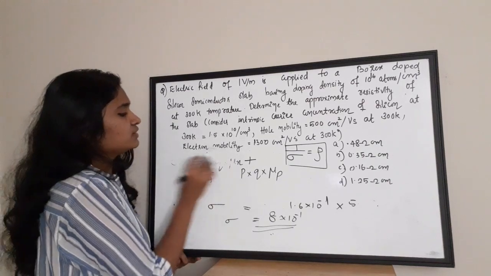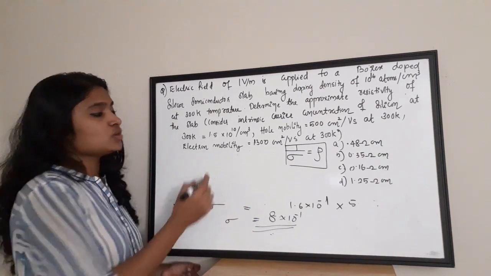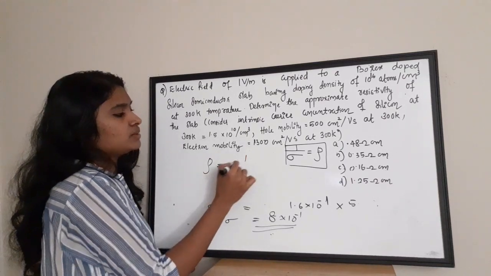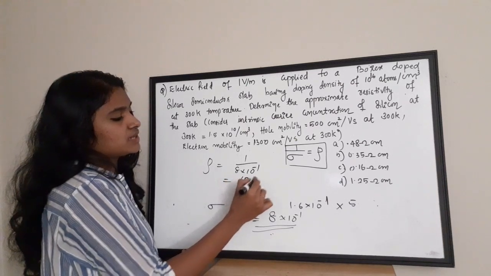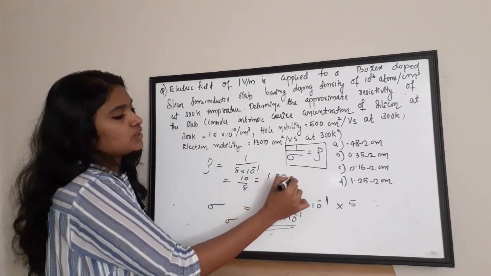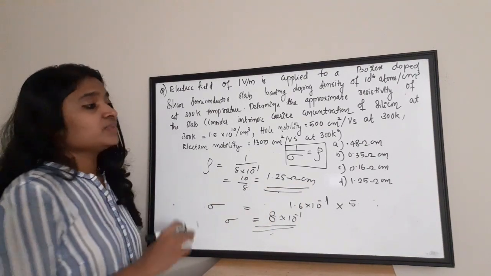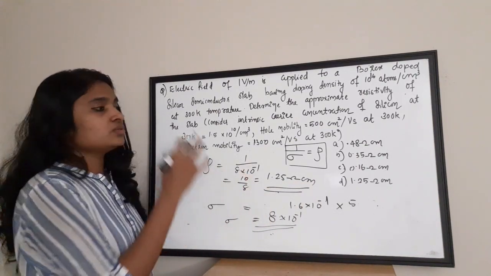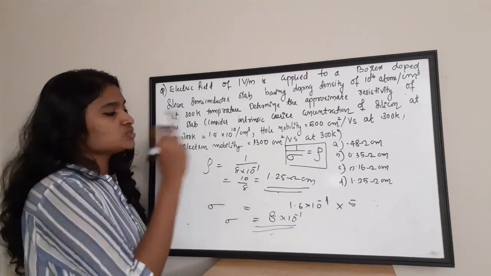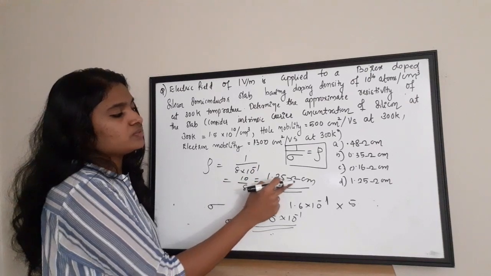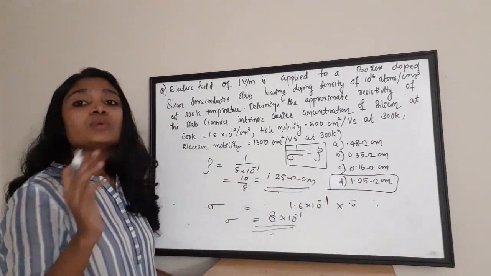Now, in order to find the answer for this question, we need to find the value of resistivity, or rho, which is equal to 1 by 8 into 10 raised to minus 1, which is 10 by 8, that is equal to 1.25 ohm centimeter. That is the answer for this question. So the resistivity is 1 by conductivity, that is 1 by 8 into 10 raised to minus 1. So the value is 1.25 ohm centimeter, and D is the correct answer for your question.